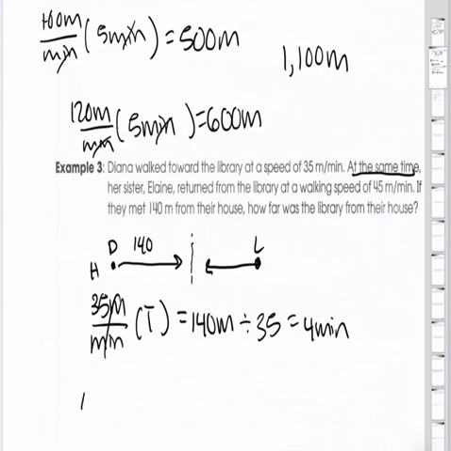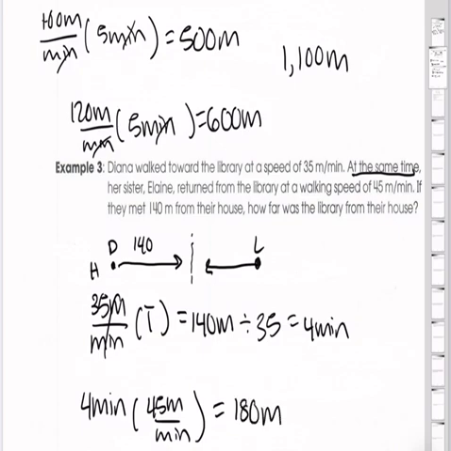So we know that her sister Elaine went for 4 minutes, and she was walking at a speed of 45 meters per minute. So still, speed times time equals distance. So we know that she must have walked for 180 meters away from the library. So if this is 140 meters and this is 180, then the total distance from the house to the library must just be the sum of the two, which is 320 meters.